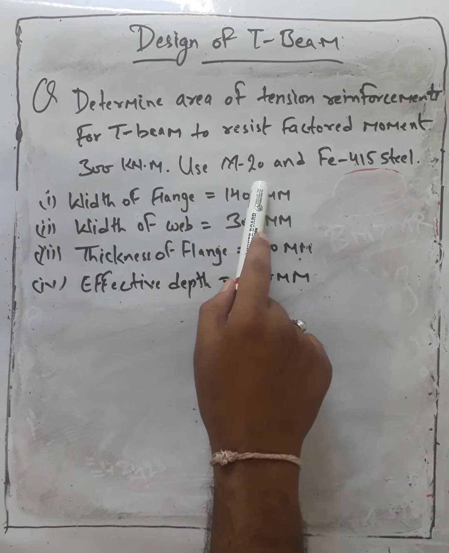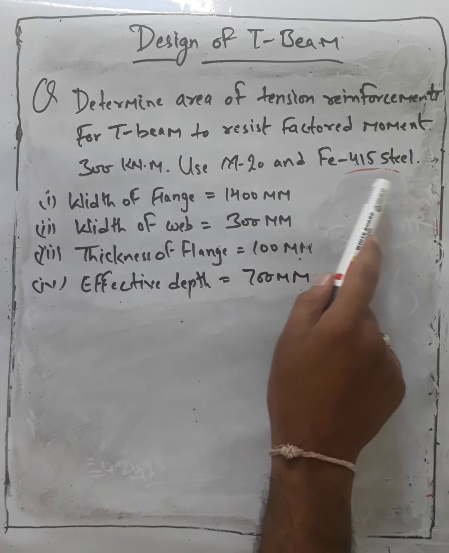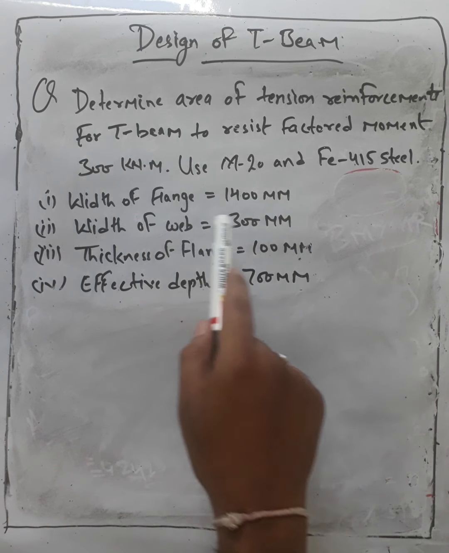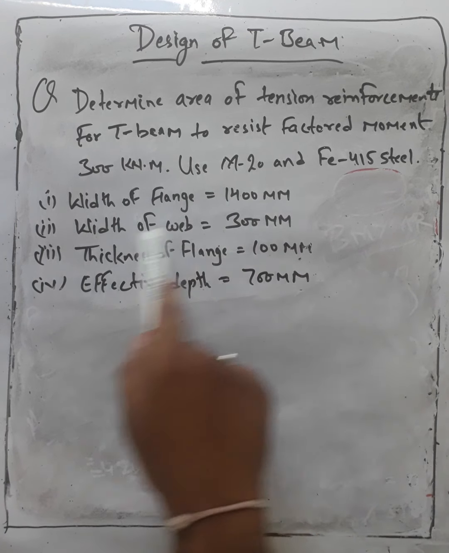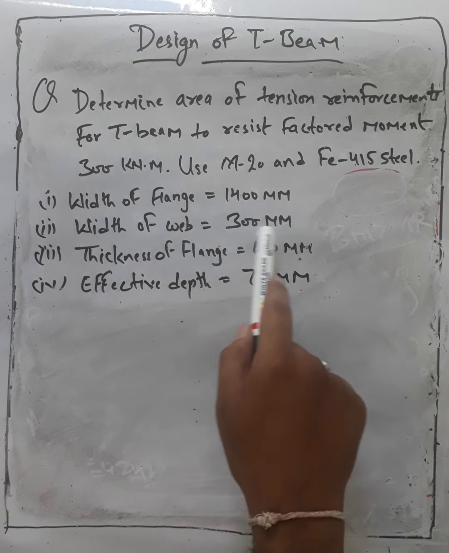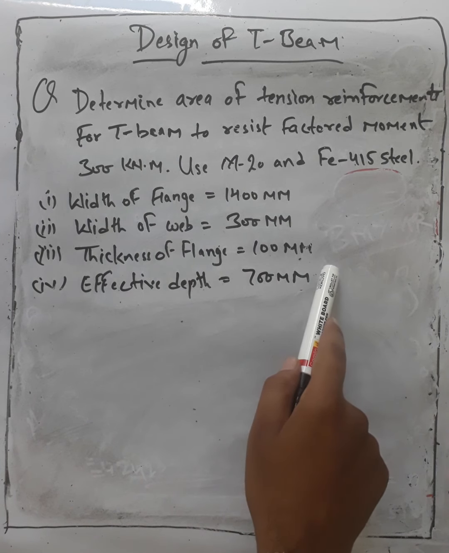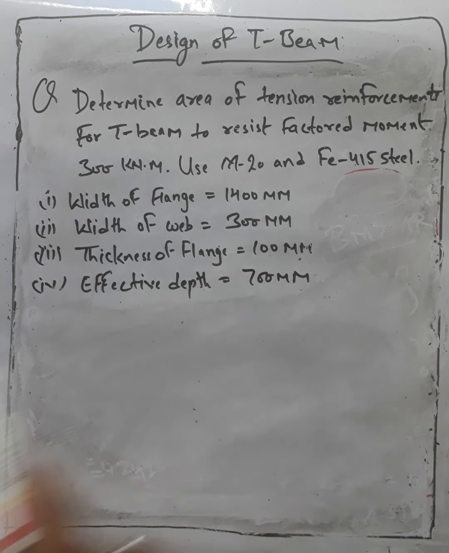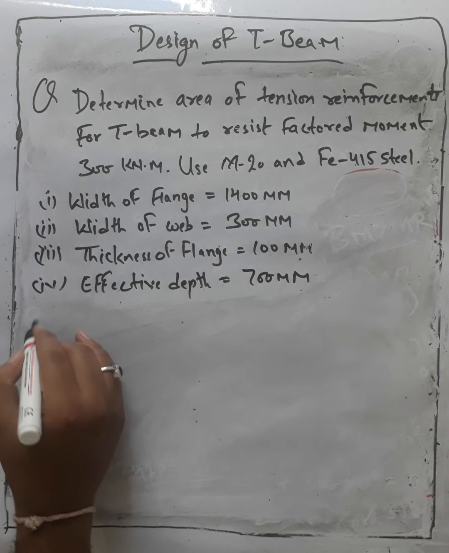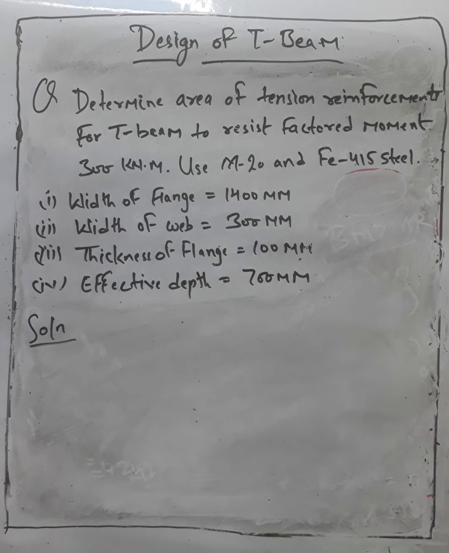Use M20 and Fe415 steel. Width of flange is equal to 1400 mm. Width of web is equal to 300 mm. Thickness of flange is equal to 100 mm and effective depth is equal to 700 mm. So let's find the area of tension reinforcement for T-beam. So here we have used our first steps which we already discussed in our previous lectures.